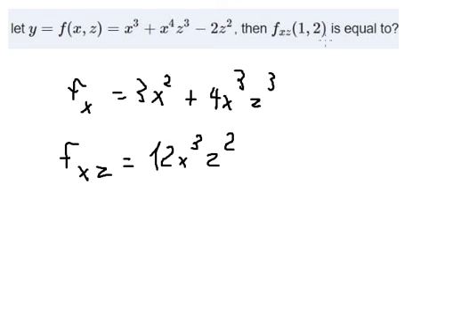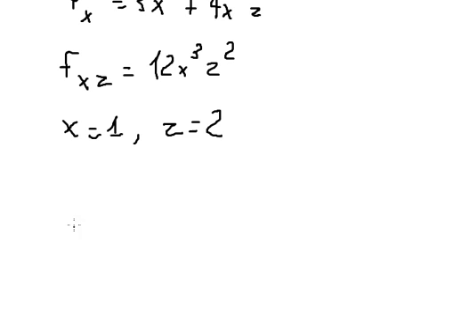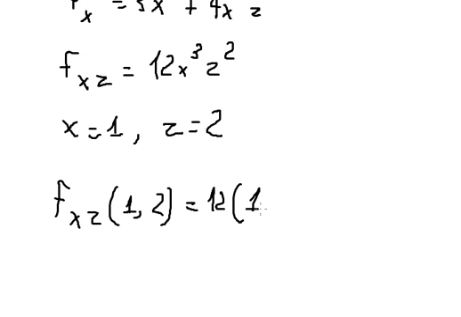Now we have number 1, number 2. That means s equals to number 1 and z equals to number 2. So we have like this. So we have 48.